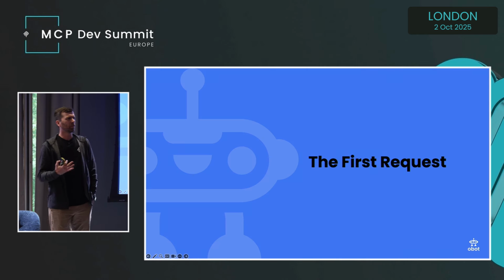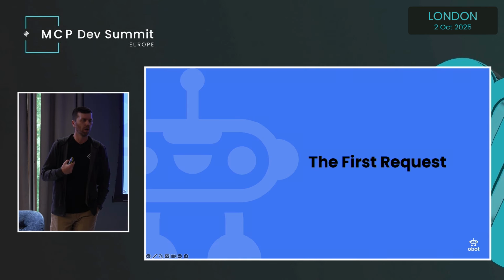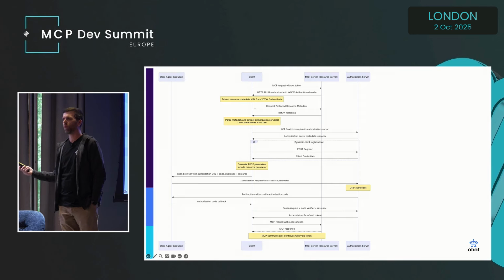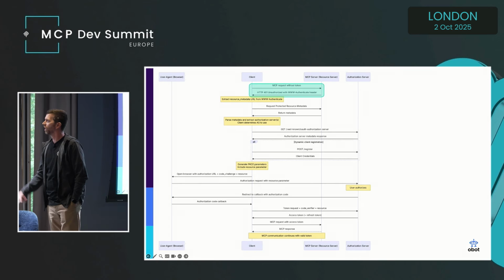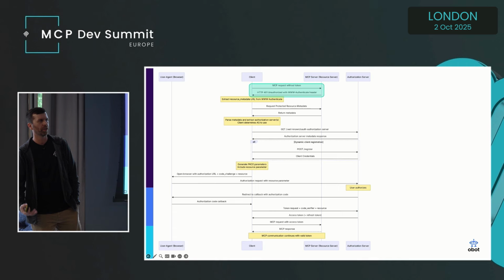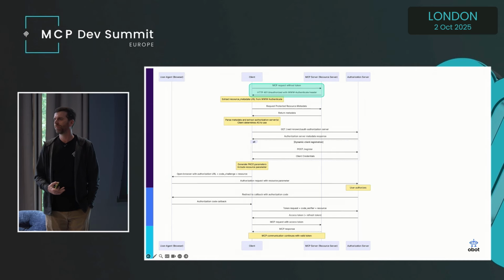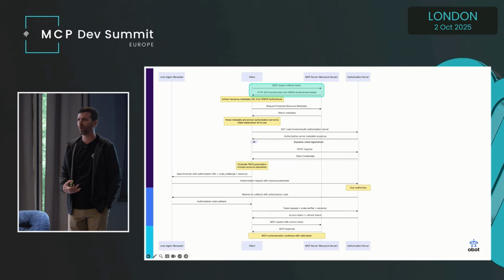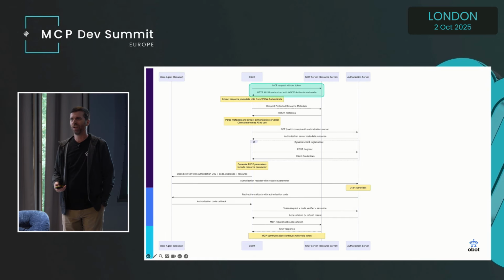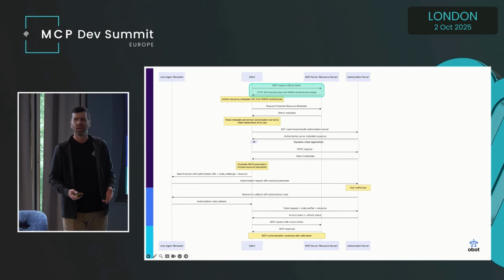So now we're going to get into some of the issues that we've come across. And it starts with the first request. The very first request in that whole thing at the top is you make a request without a token and you get a 401 back. It seems really simple, right? I make a request, I get a 401, and I start the whole process. It turns out that it's not.